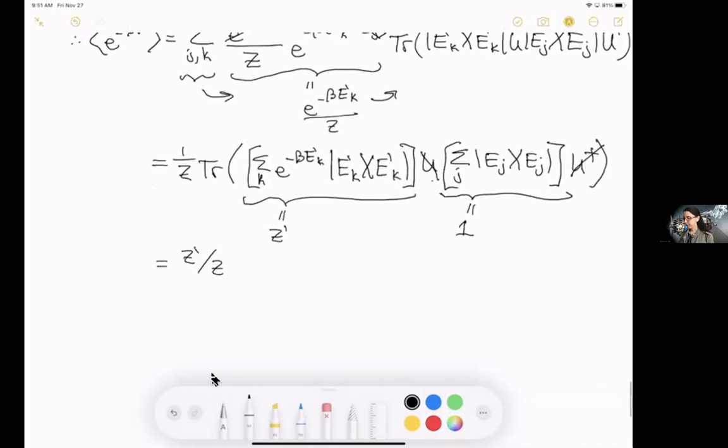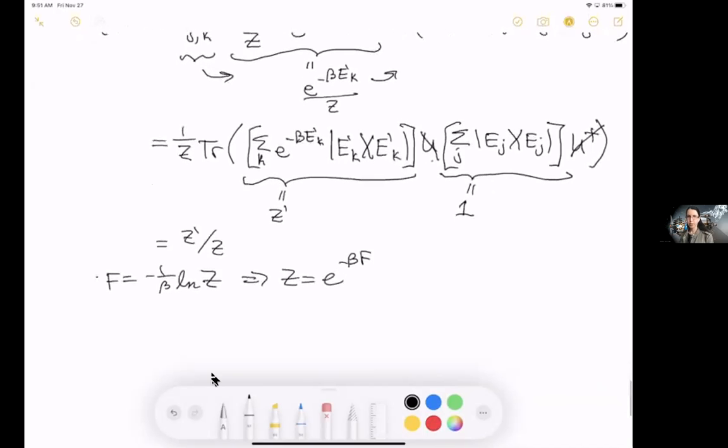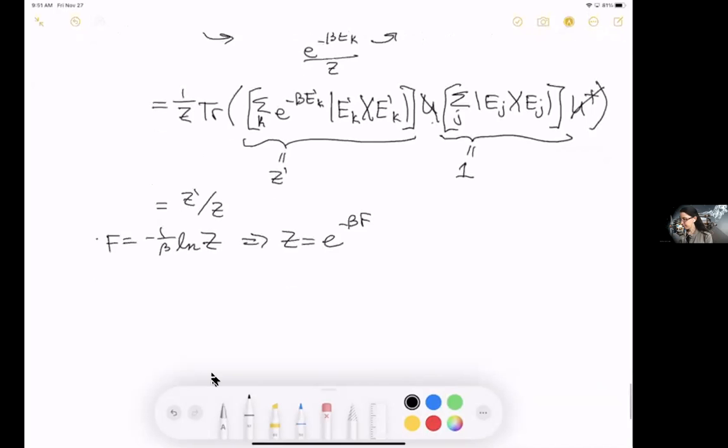For an equilibrium state, the free energy equals negative 1 over the inverse temperature times log z. So the partition function equals e to the negative beta f. If we substitute into the equality that we just derived, we will find that, as expected, the average of e to the negative beta w equals e to the negative beta delta f. That's the Tasaki-Jarzynski equality. Let me take a look at the questions in the chat.